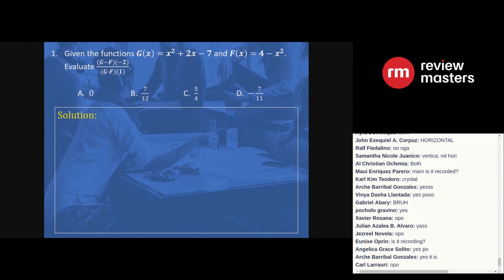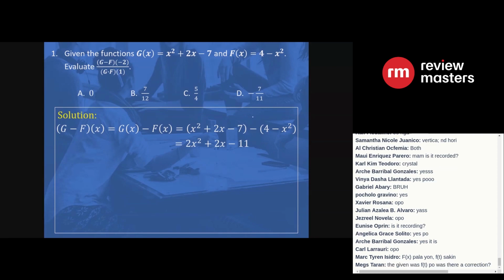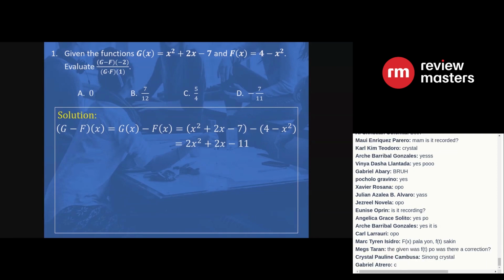Ang gagawin ninyo lang, I know you remember this, you just get the difference of the corresponding function values. So g minus f at x is equal to g of x minus f of x. So here, if you are doing evaluation, you really don't have to simplify it. You can use this expression right away and solve for the difference evaluated at negative 2.